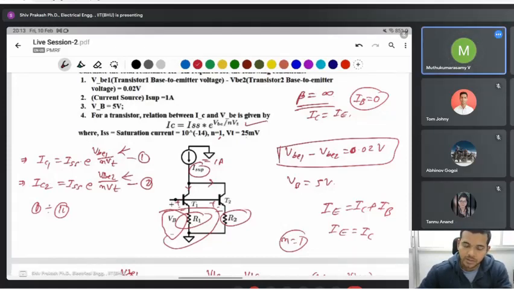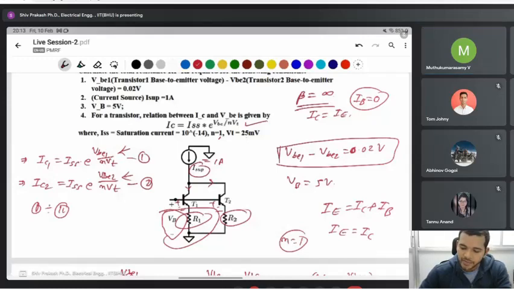Sir, but there is another relation: IC equals beta into IB. Yes, beta is infinity, so IB is 0. Then how can you say that IC has a finite value, sir? Because we don't know, this is an indeterminate form, infinity into 0.